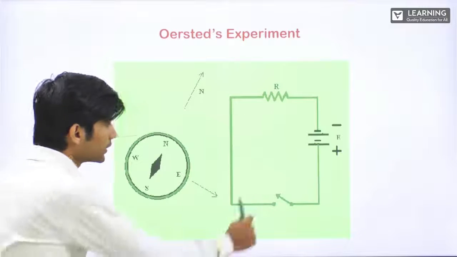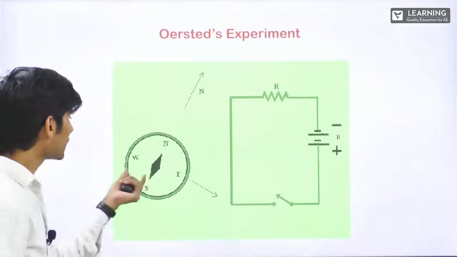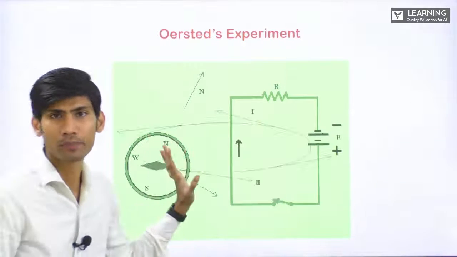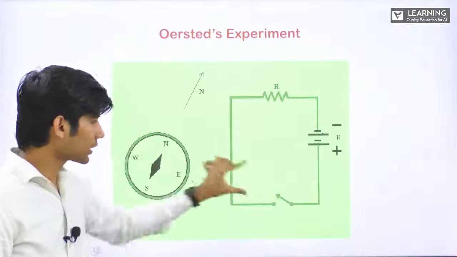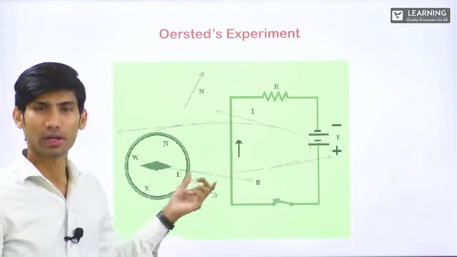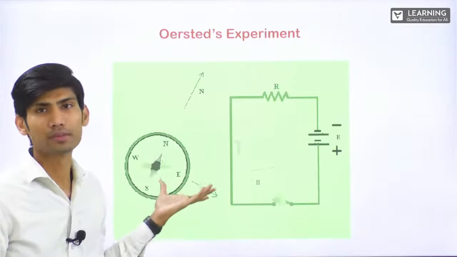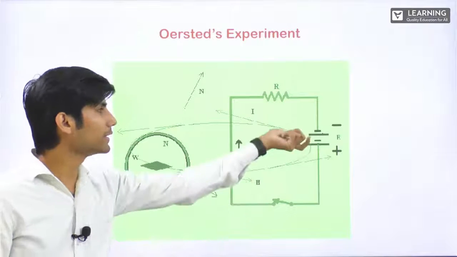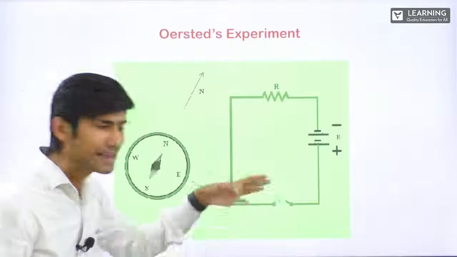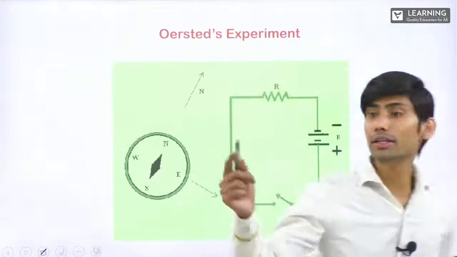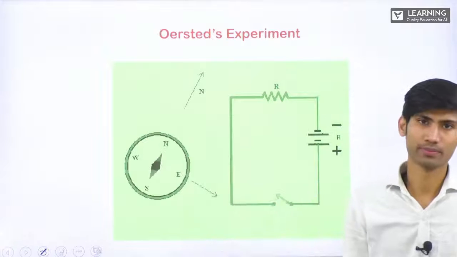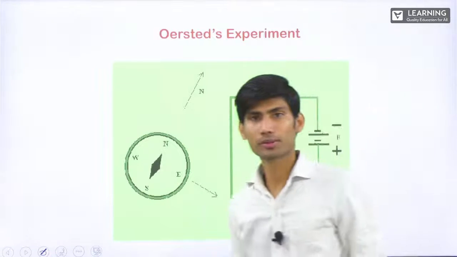So what he did, he switched it off. The moment he switched off, there was no deflection. It was normally aligning itself with Earth's magnetic field. Right? Then again he switched on, again the deflection was there. Again he switched off, again there was no deflection. So then what he did? He reversed the battery, changed the direction of current. When he changed the direction of current, the direction of the deflection on this compass also changed. It became completely opposite.